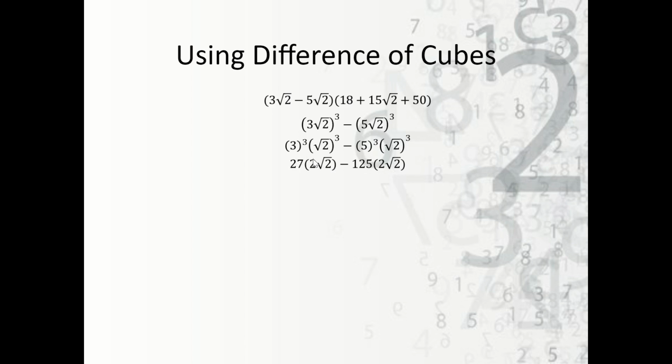So 27 times 2 is 54 square root of 2. And 125 times 2 is 250 square root of 2. Now we just combine these like terms. So we get 54 minus 250 is negative 196 square root of 2.